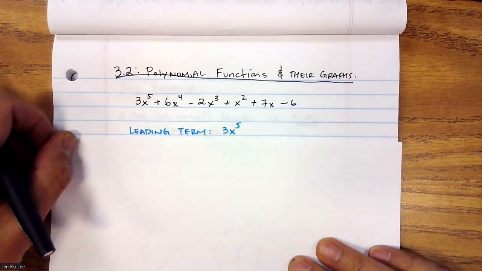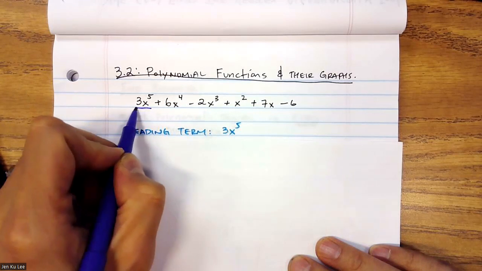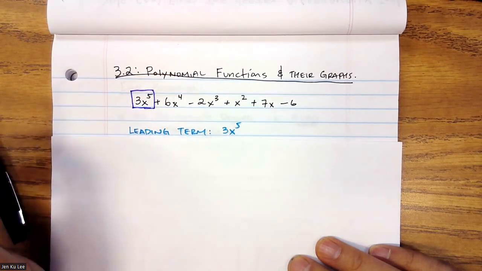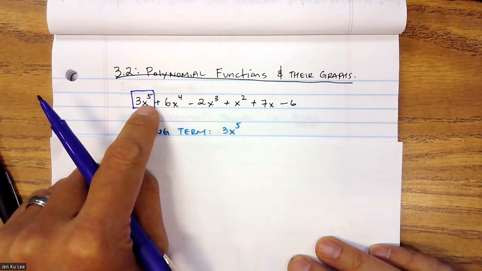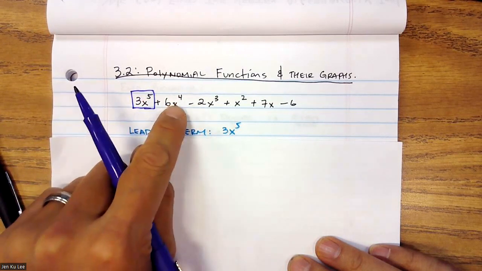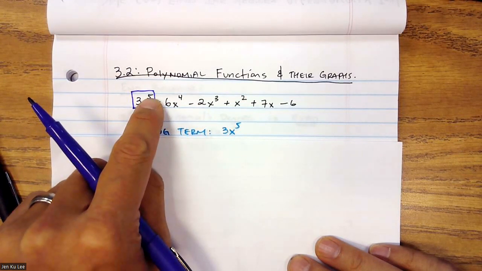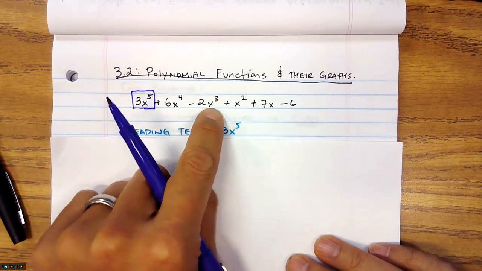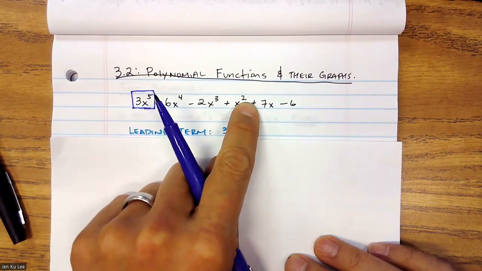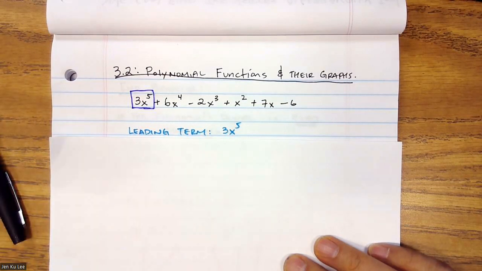So the leading term is 3x to the fifth. That is the first term of this in standard form. Standard form, remember, starts with the greatest exponent, and then it goes in decreasing order. So it goes from x to the fifth, so 5 is your degree, and then 6x to the fourth, and then negative 2x to the third, plus x squared plus 7x, and then minus 6. So it starts from the greatest and goes in decreasing order.